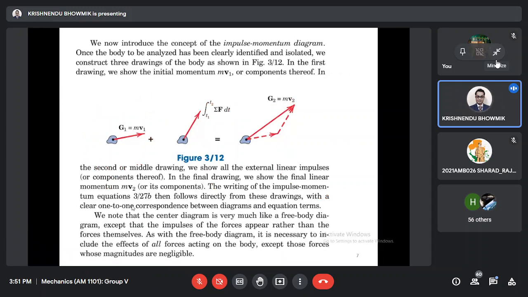Now we want to write it in a similar way. We have drawn a free body diagram.